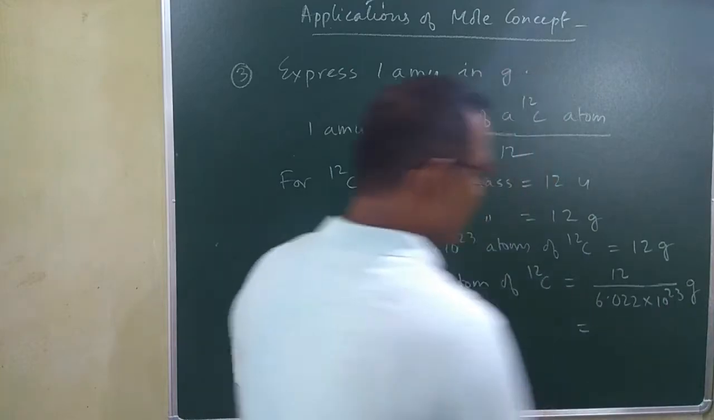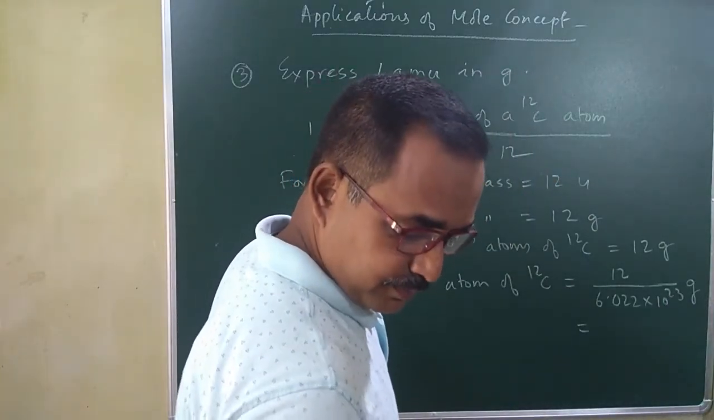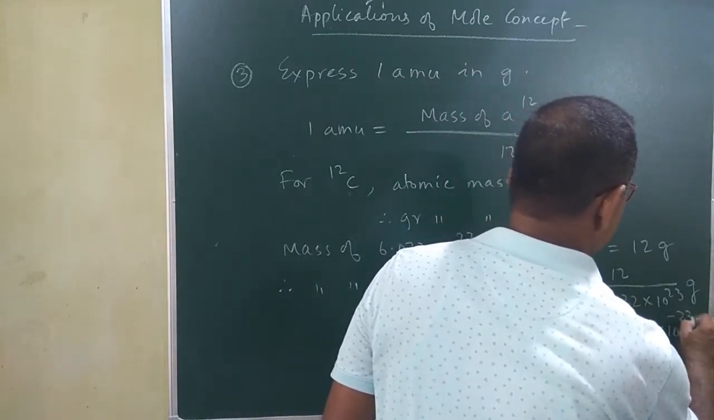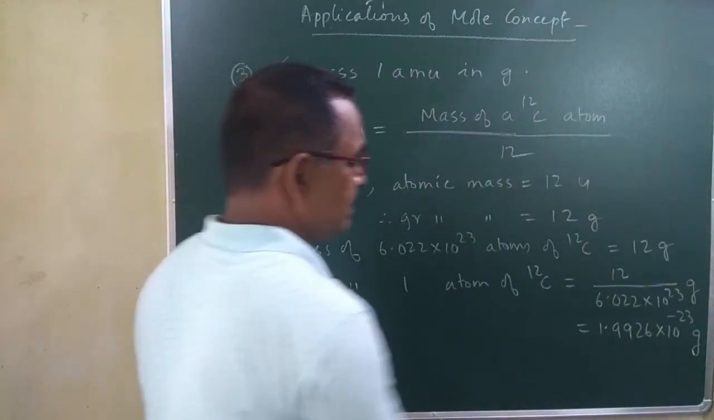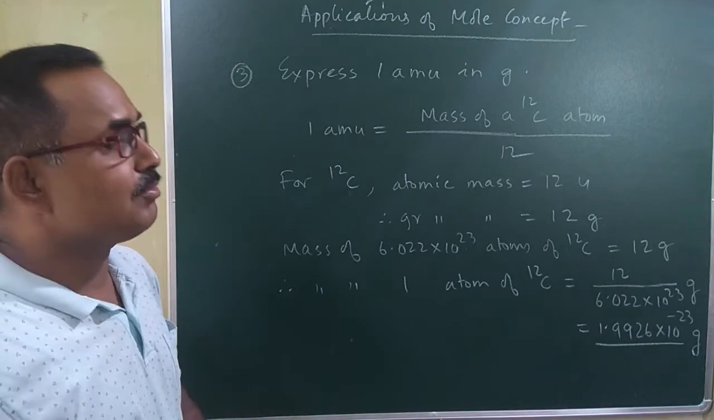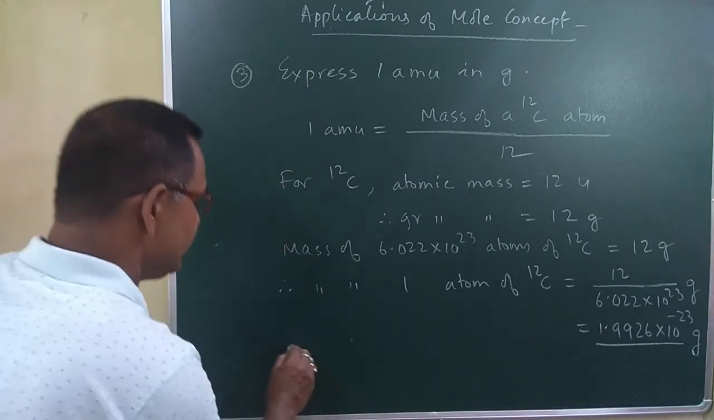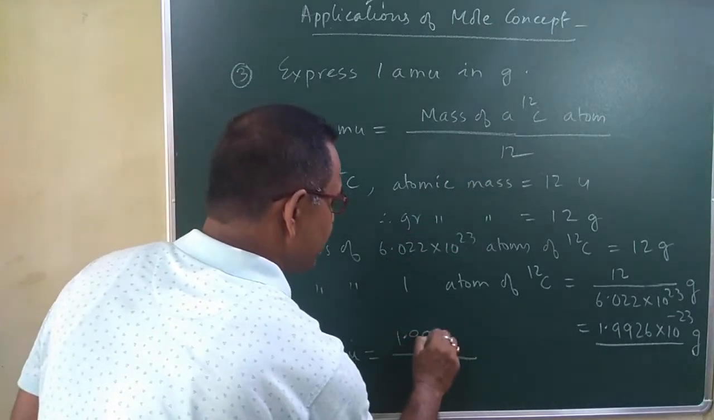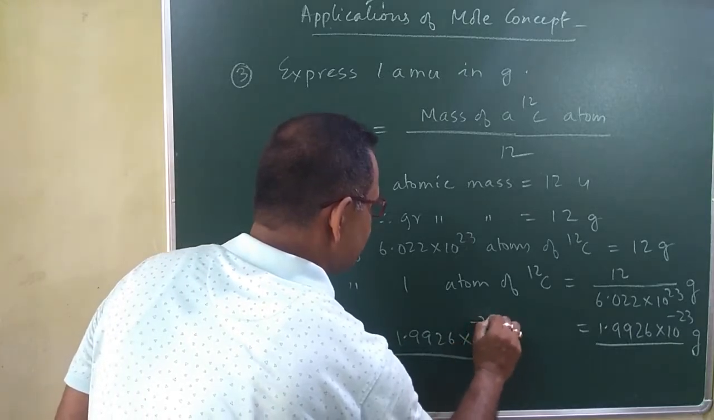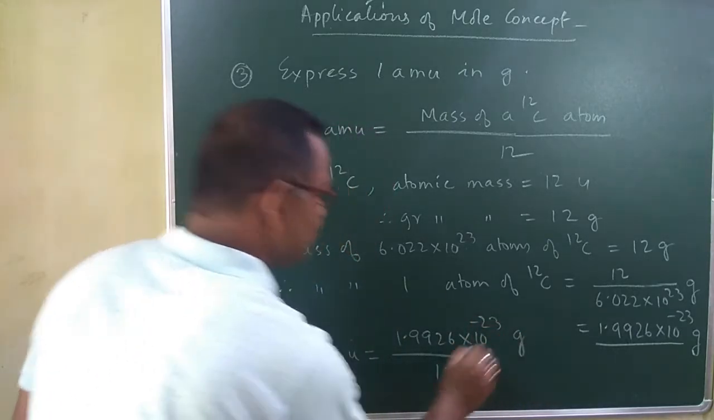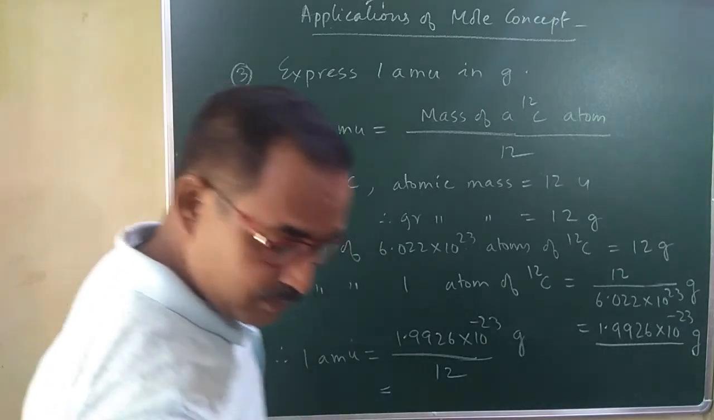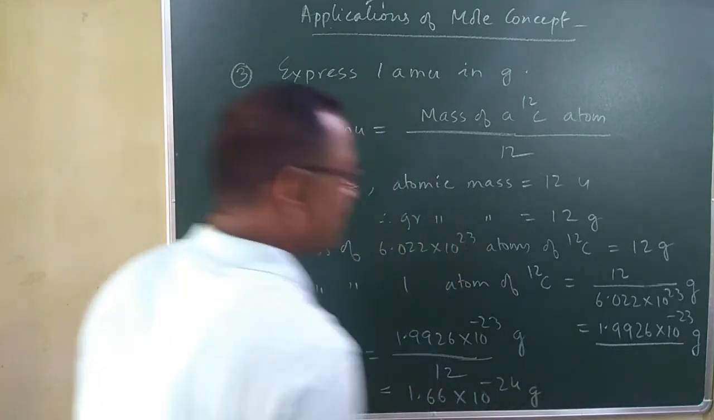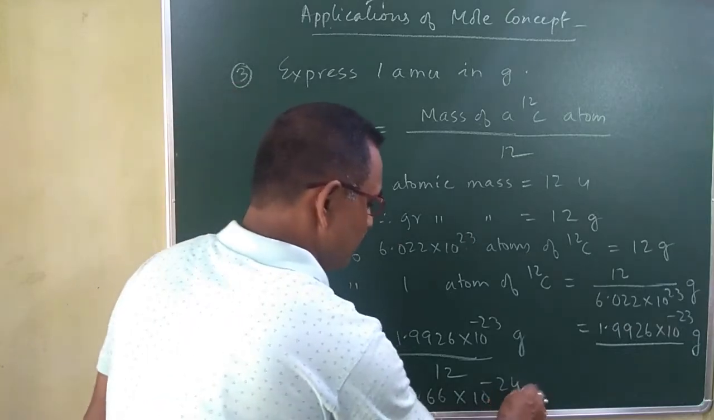Okay. This will be 1.9926 times 10 to the power minus 23 gram. So this is the mass of an atom of C12. Therefore, 1 AMU will be the mass of a C12 atom, 1.9926 times 10 to the power minus 23 gram, divided by 12. Okay. This would be 1.66 times 10 to the power minus 24 gram.